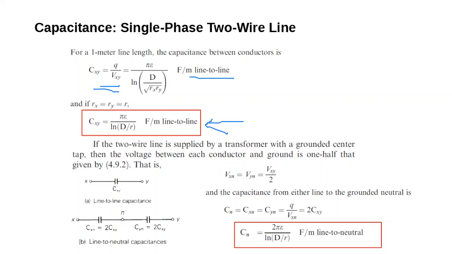Cx neutral, or C neutral, will be just from the wire to earth. That's the capacitance between wire and earth, and the capacitance between wire and wire, or conductor to conductor. Okay, so therefore Cxy is simply pi times epsilon, which is the permittivity constant, over the natural log of d over r. This is farad per meter. Again, we're talking about farad per meter. It's like Henry per meter.